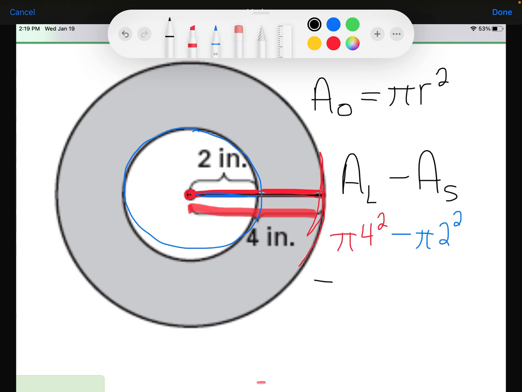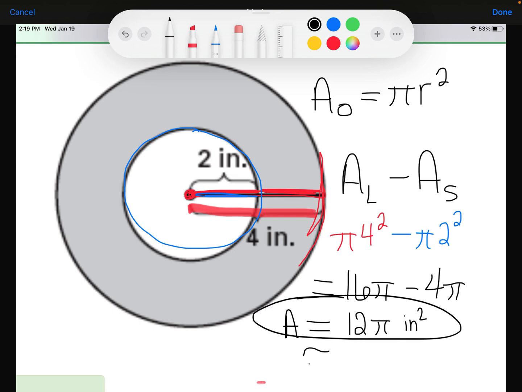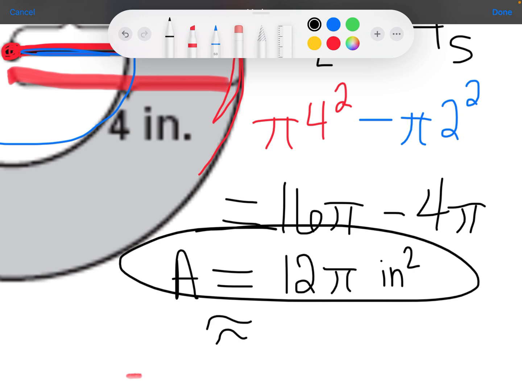Now we can subtract these areas. We get 16 pi minus 4 pi. 16 minus 4 is 12, so we get 12 pi inches squared for the area. Again, we could approximate this by typing in our calculators 12 times pi, or 12 times 3.14, and we will get approximately 37.7 inches squared.